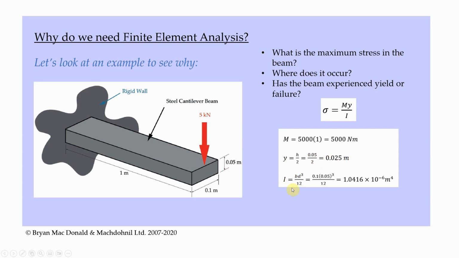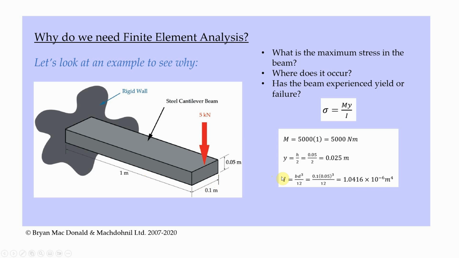And the second moment of area for this beam cross-section is very simple. It's the breadth times the depth cubed, bd cubed divided by 12, which in this case works out to be 1.0416 by 10 to the minus 6 meters to the power of 4. So again, we'll maybe talk about this in another video some other time, but the second moment of area is essentially a measure of how much mass is distributed from the centroid. So this beam cross-section has a relatively small second moment of area. If we had something like an I-beam cross-section, it would be much larger than this, because it would have more mass located further away from the beam centroid.